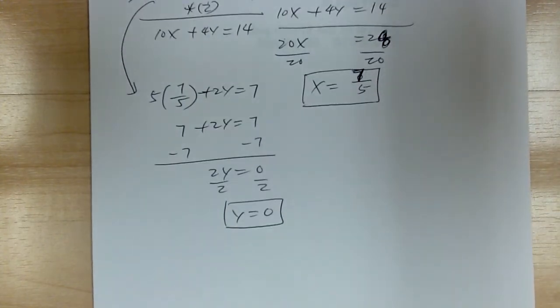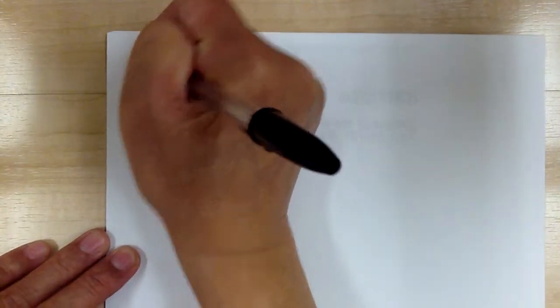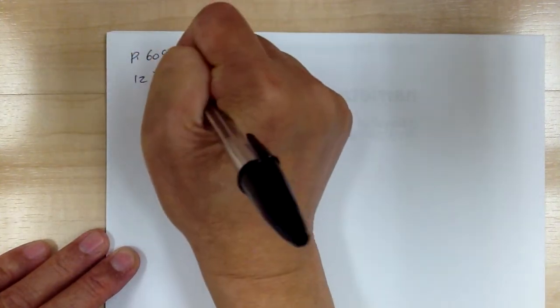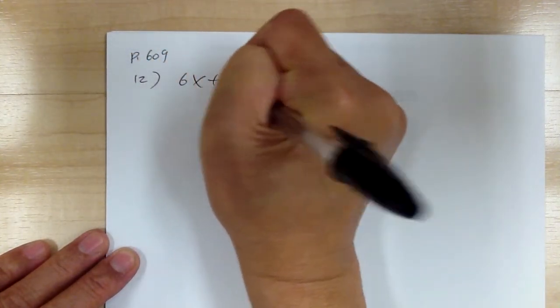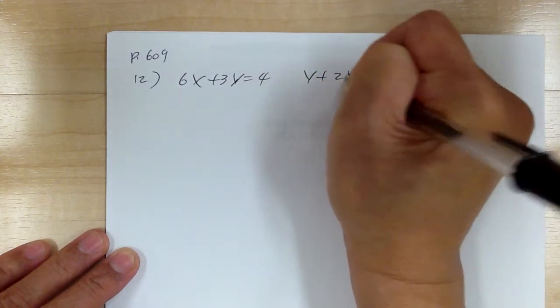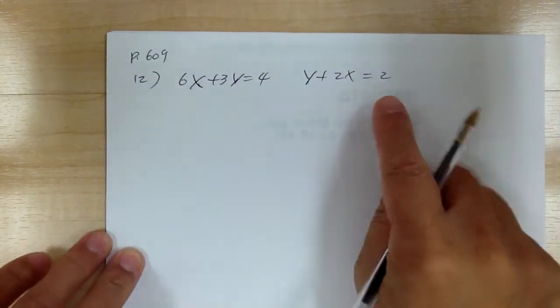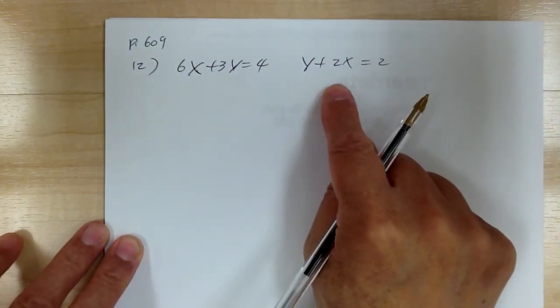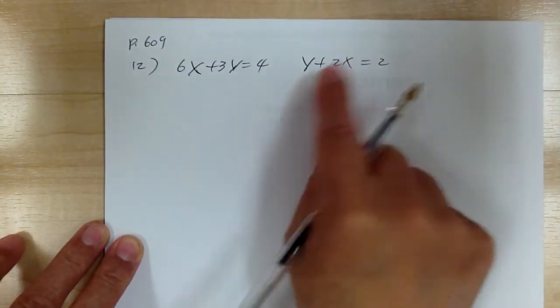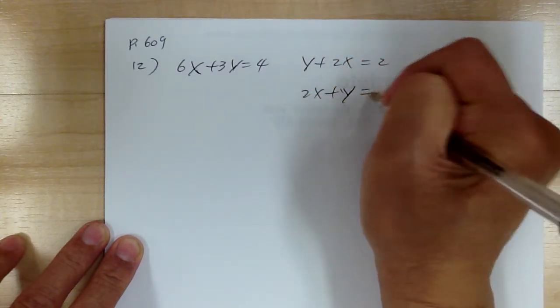Okay, let's go to number 12. Okay, 6x plus 3y equal to 4. You got y plus 2x equal to 2. So first thing I'm going to do is arrange this in the correct order. So notice this is the wrong order, so I'm going to switch it. So I got 2x plus y equal to 2.